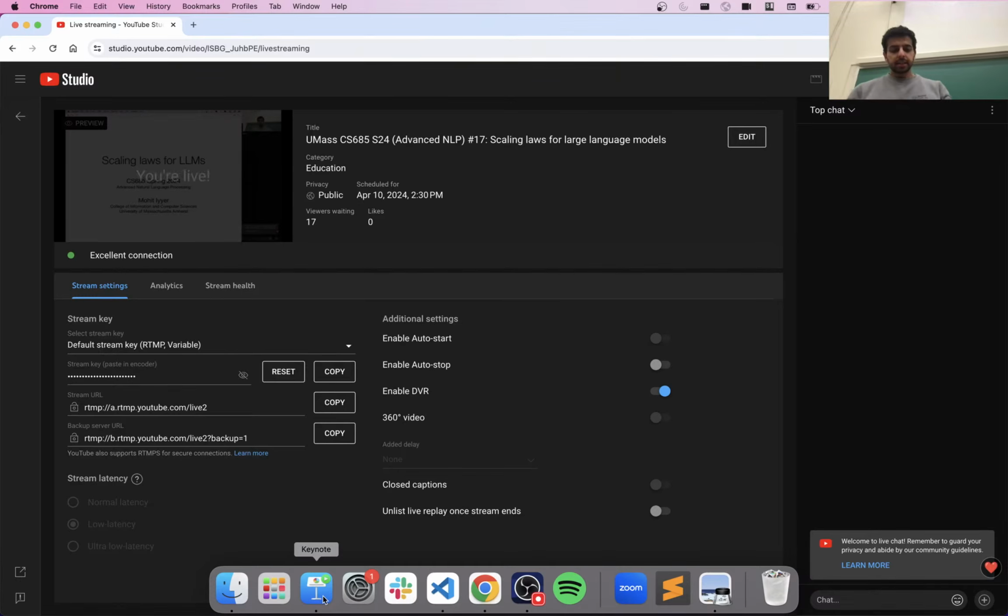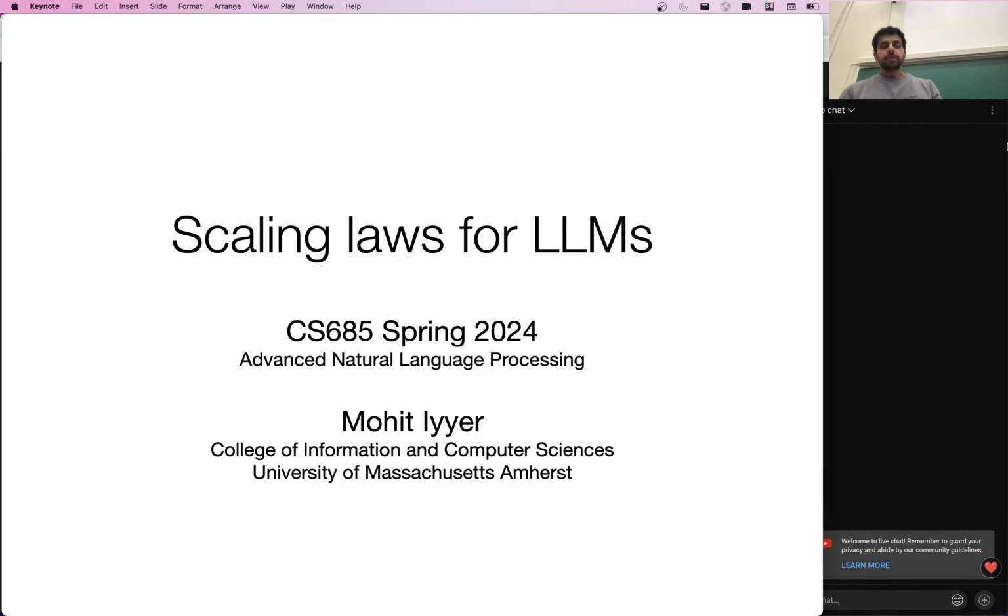Okay, let's get started, everyone. So today's topic is the last bit of material that you could potentially be asked about on the midterm next Wednesday. It is on scaling laws for large language models.